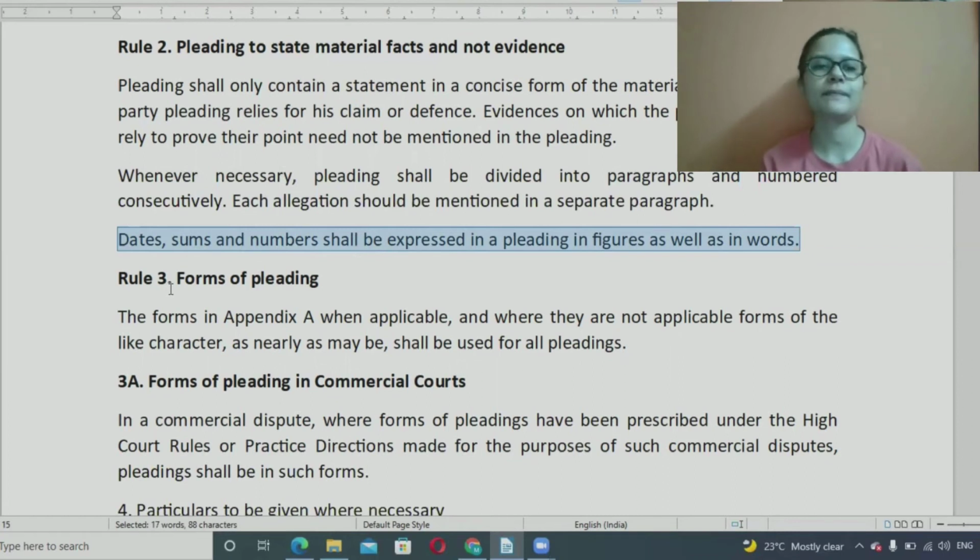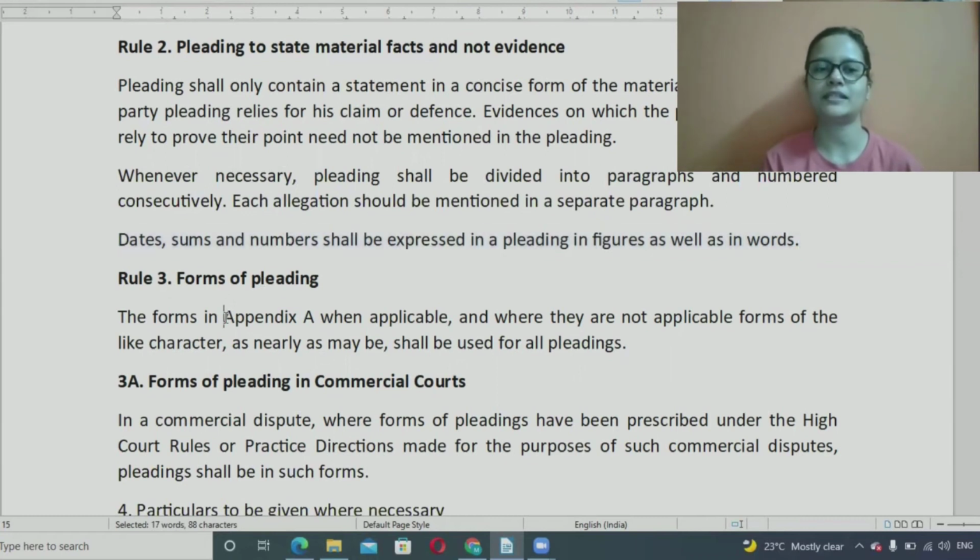Rule 3 talks about forms of pleading. So there are forms being provided, but again, there are so many different types of cases that take place. Sometimes a form on that specific type of case might not be available. So if available from Appendix A, we will take that specific form and fill it in the proper way. If not available, then we will take a similar form and just fill it in detail.